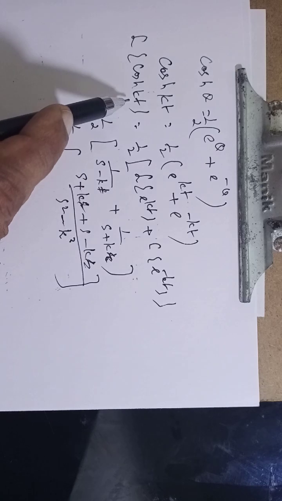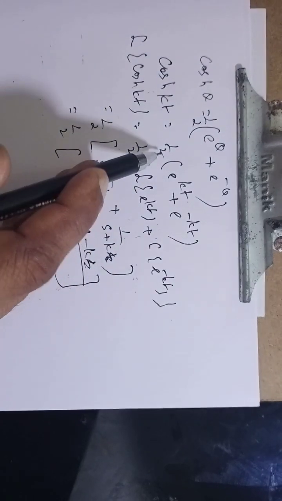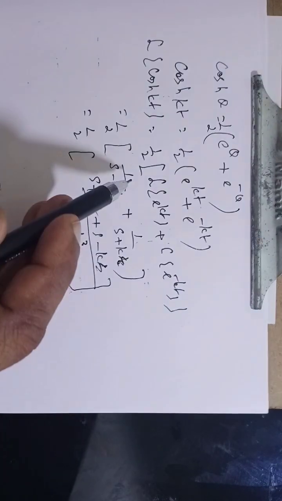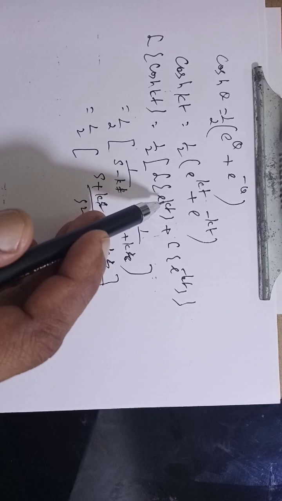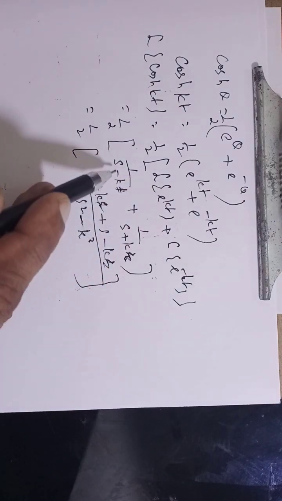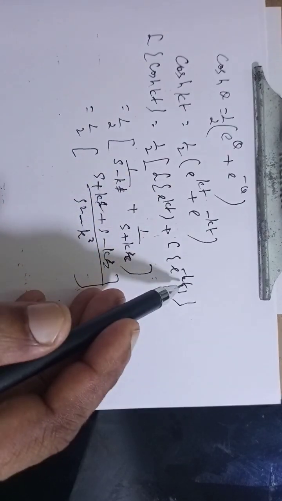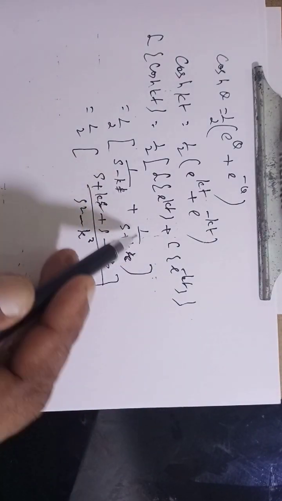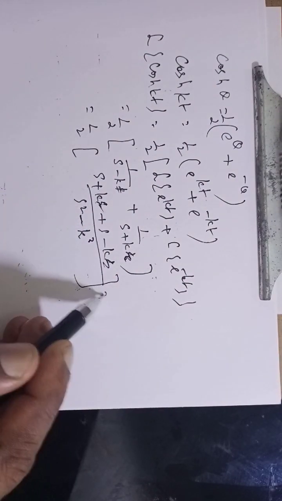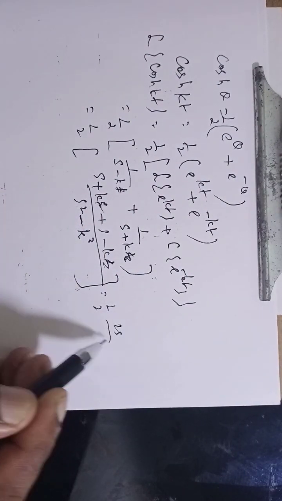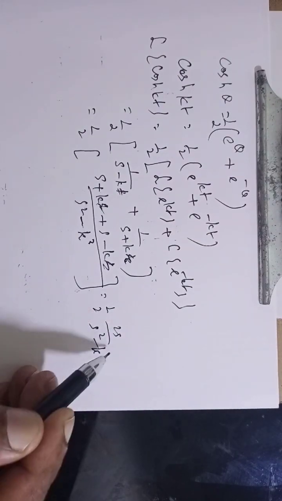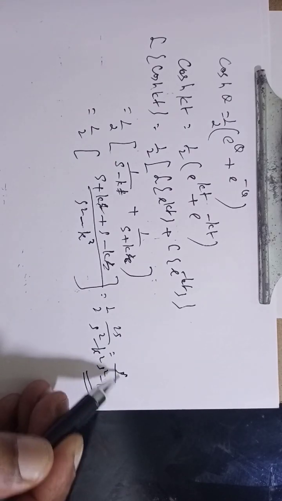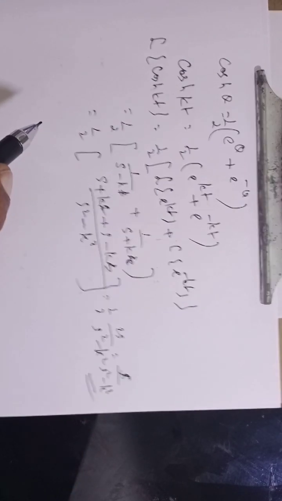Then L of cosh kt is equal to, using linearity, half outside, L of e raised to kt plus L of e raised to minus kt. L of e raised to at, that you know, is 1 by s minus a. So L of e raised to kt is 1 by s minus k, plus L of e raised to minus kt is 1 by s minus minus k, that is 1 by s plus k. Cross multiplying and simplifying, we get half into 2s by s square minus k square, and 2 cancels, giving s by s square minus k square. This is the Laplace transform of cosh kt.